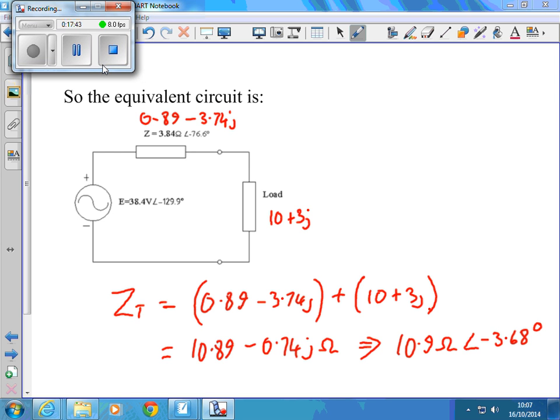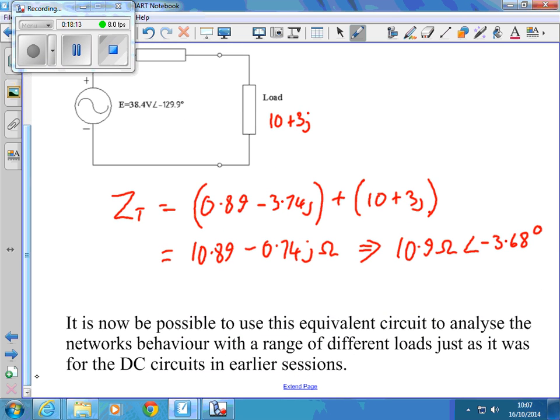So now we've calculated the total impedance, and remember we can now put any load in there. This bit to the left of those two terminals A and B will act exactly like the original network of a resistor, inductor and capacitor in every way, unless we change the frequency. You must remember that.